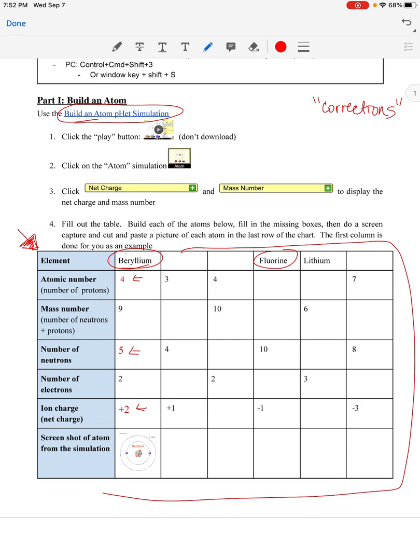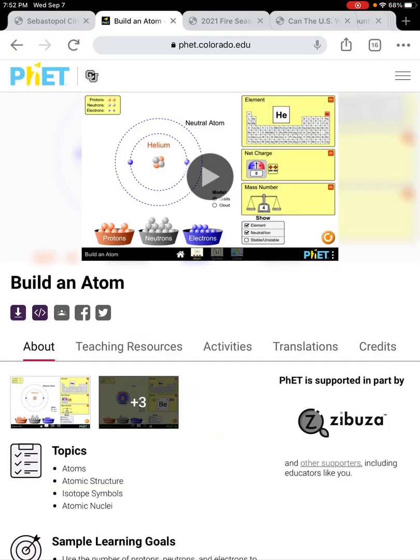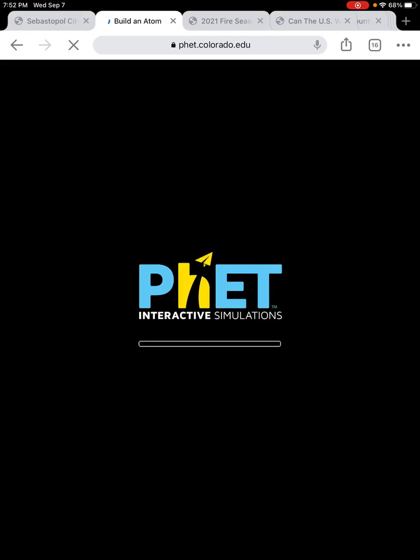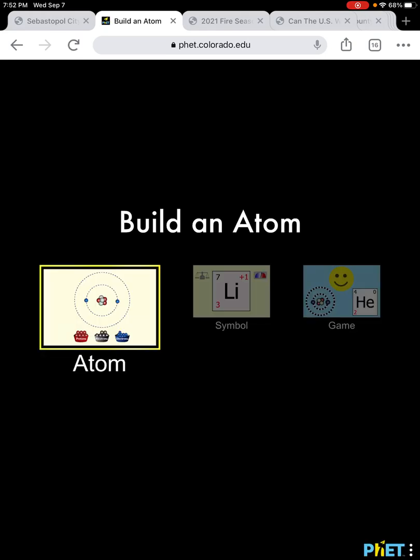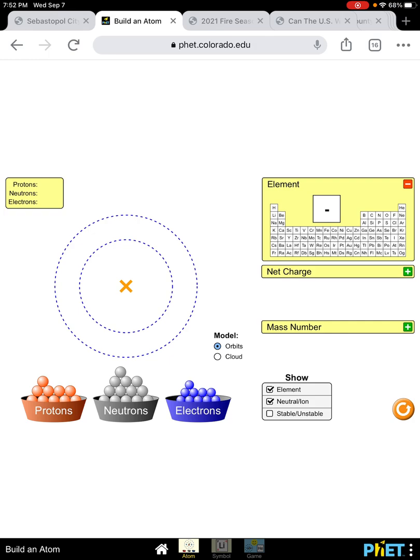So let's go to the simulation. You'll click that link. I have it open here in another tab. And you're going to press play. And then you're going to choose the atom simulation like so. And then we're going to build, I think it was, yes, it was beryllium here.